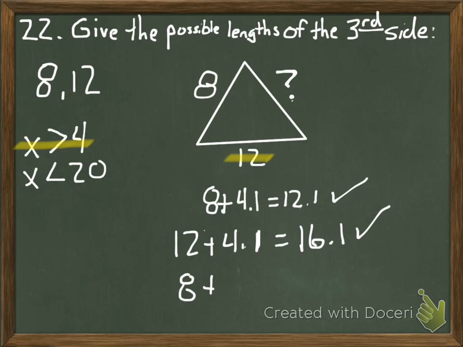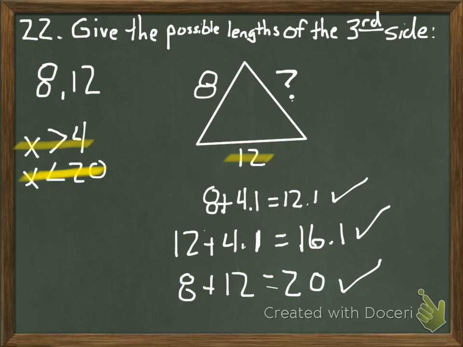And finally, 8 plus 12 would give me 20. Okay, so 8 plus 12 would give me 20. Together they add up to 20, and it says the third side has to be less than 20, and 20 is greater than any number that's less than 20. So all 3 sides check out. We're good, and that works.